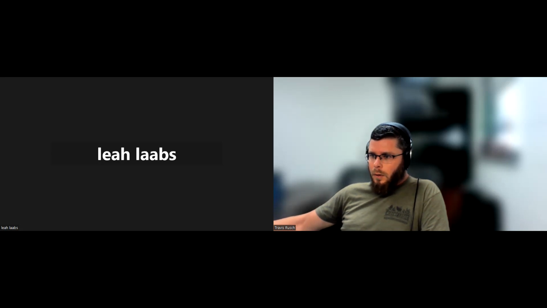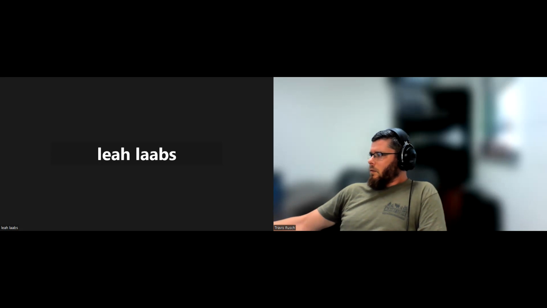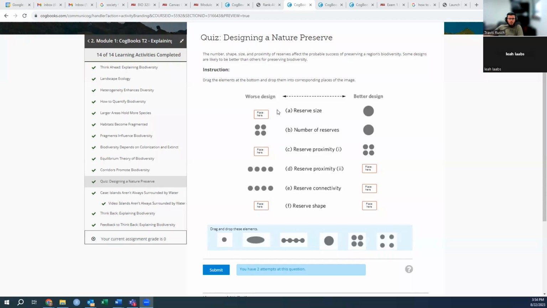Yeah, let me pull that up. So this is it. Okay, now I think it's sharing, right? So this quiz, right? Yes, that one. Okay. So basically it's asking you what is a worse design for a nature preserve and what is a better design, and thinking about why a little bit. So this is talking about reserve size. So if this is the better design, this circle, what did you say was the worst design?